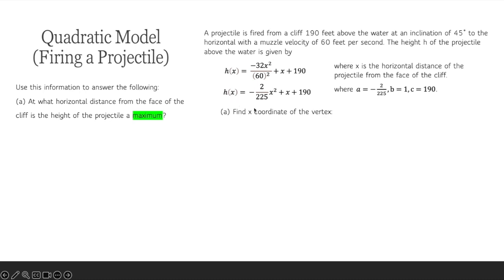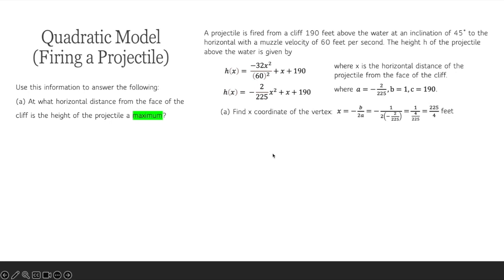So then I have to find the x coordinate of the vertex. How do I do that? I do negative b over 2a. I replace the b with 1, the a with negative 2 over 225. Here on the denominator I multiply. And so this is the inverse. So 1 divided by 2 over 225 over 2, that is 225 over 4 feet. And what is this 225 divided by 4? This is simplified. I will answer like that, as a reduced fraction.